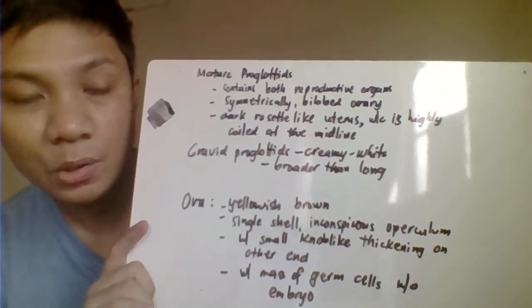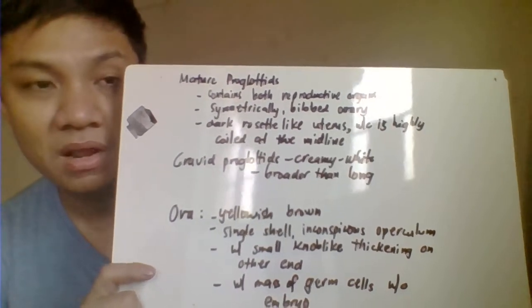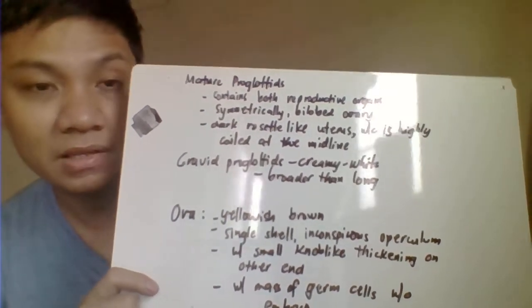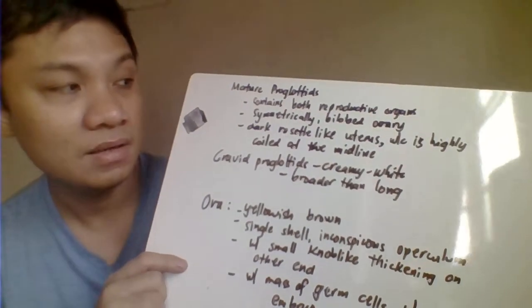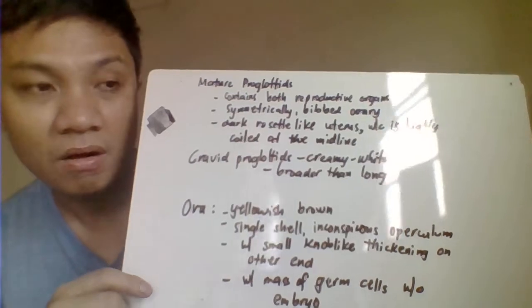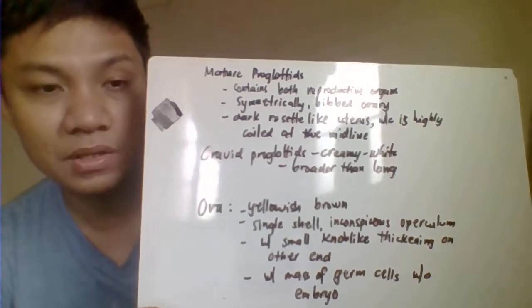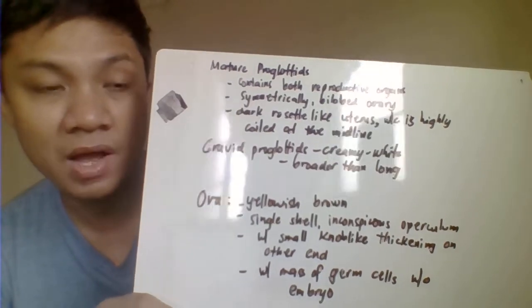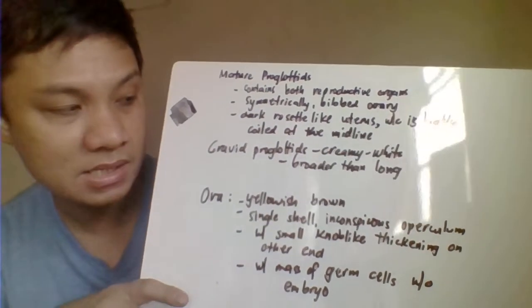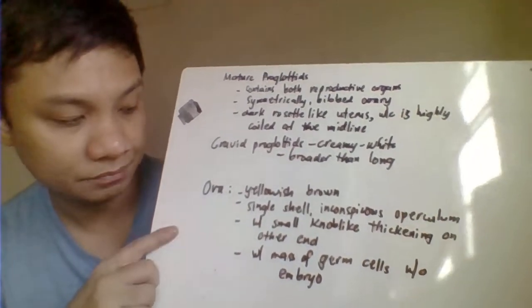Okay, for the proglottids, the mature proglottids, again, house both the male and female reproductive organ. And then we have here a symmetrical bilobed ovary. And we have here a dark rosette-like uterus, which is highly coiled, found at the middle part of the proglottids. The graviproglottids, on the other hand, are broader than long and creamy white.